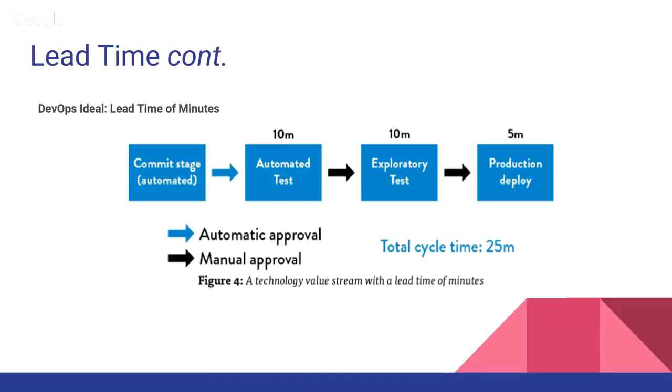This is a lead time of minutes. Starting there on the left with the commit stage, which tends to be automated, then your automated test, exploratory test, and production deployed. This will enable fast, constant feedback on work, which enables it to be quickly and independently implemented, integrated, and validated, and also allows the code to be deployed into the production environment.